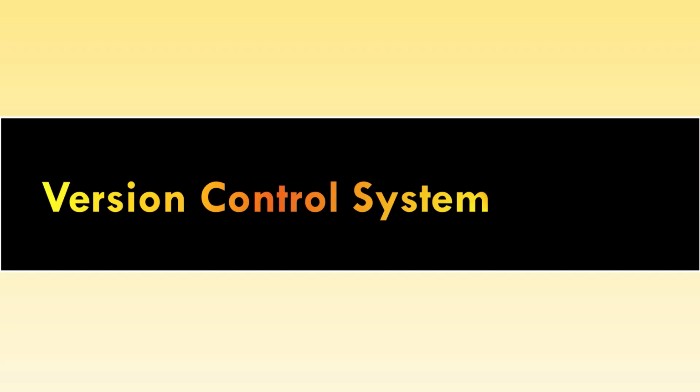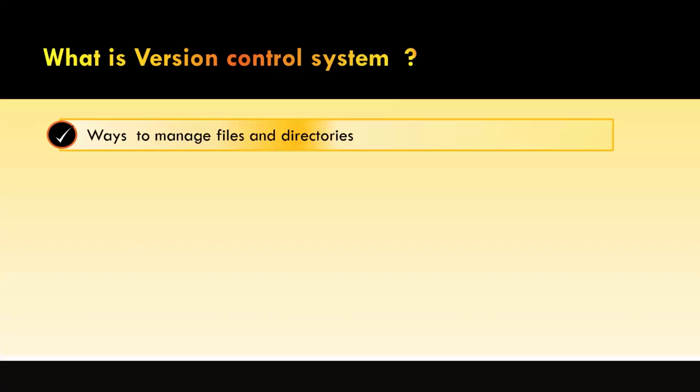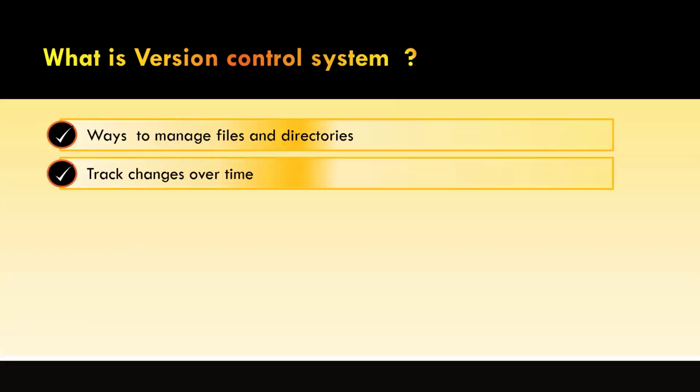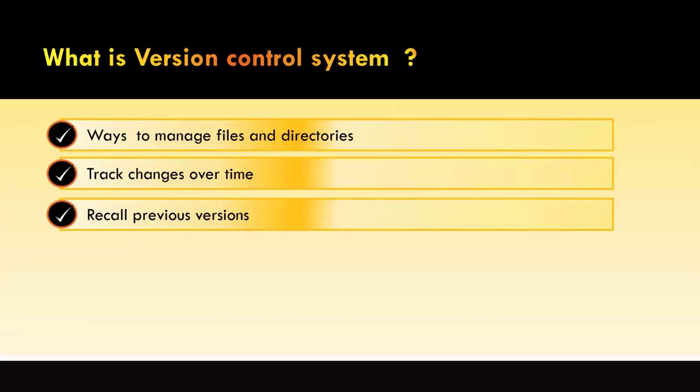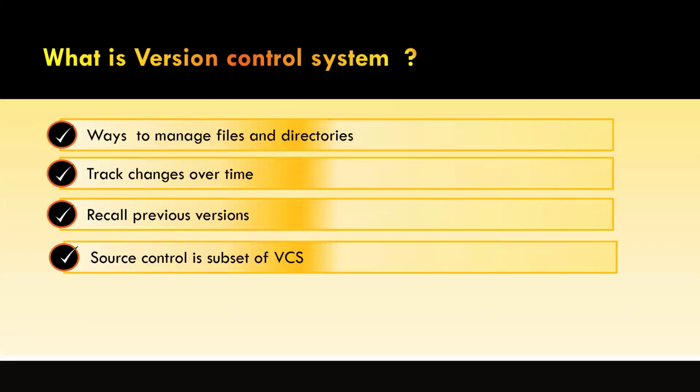Using version control system related tools like Git and GitHub, we can manage the files and directories. It provides the ways to manage the files and directories. It helps us to track changes over time, and importantly, it helps us to recall the previous versions. Okay, the source control is a subset of the VCS, the version control system.